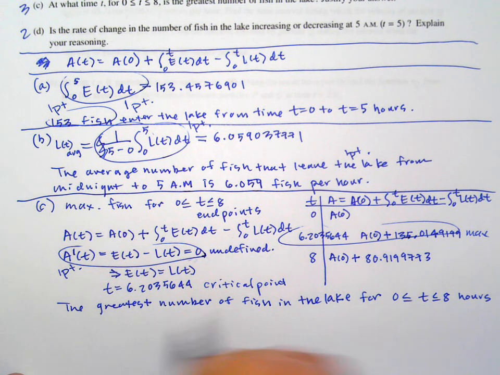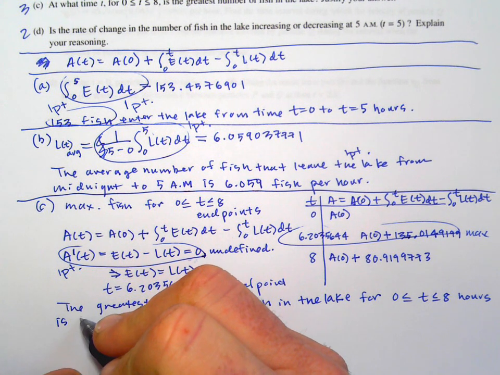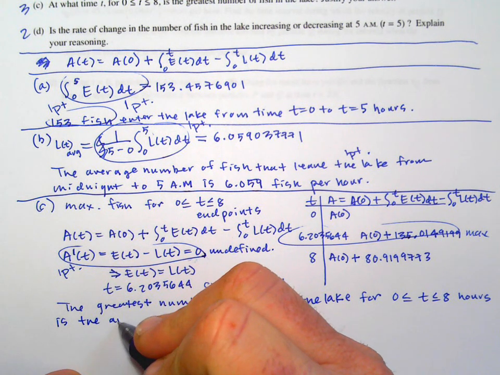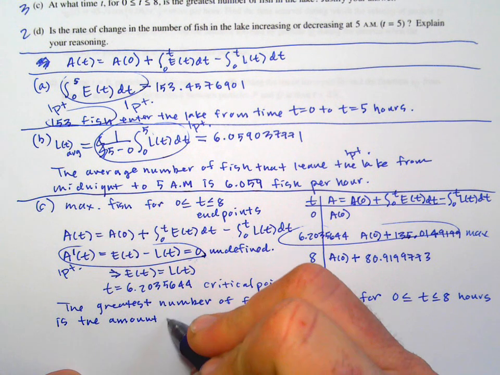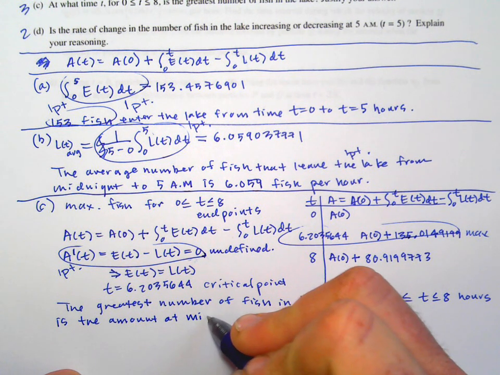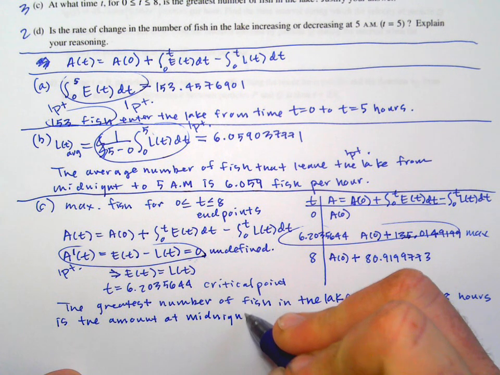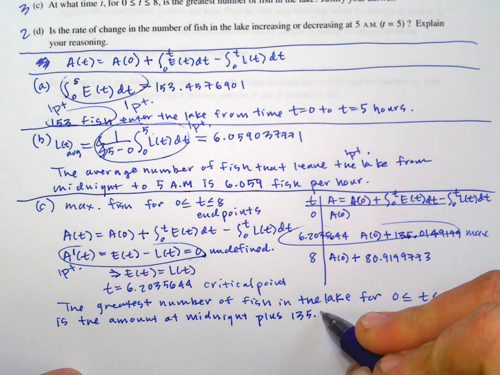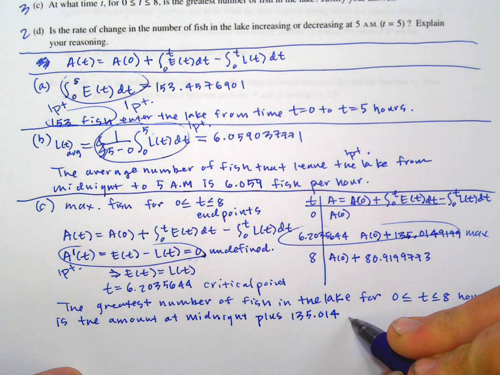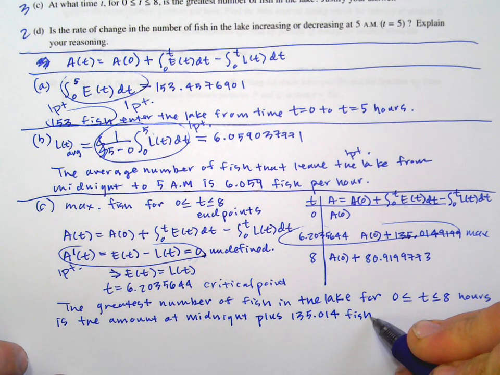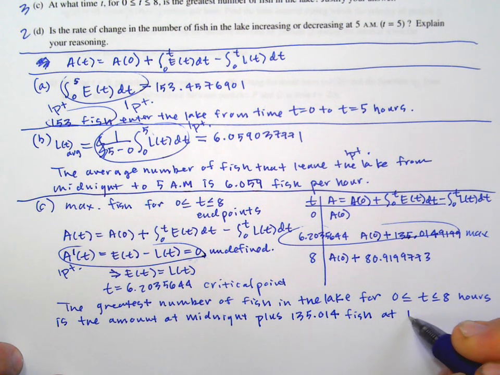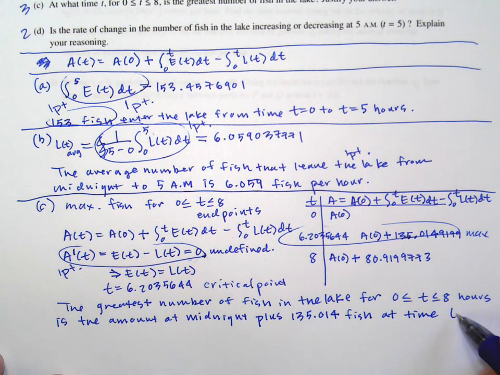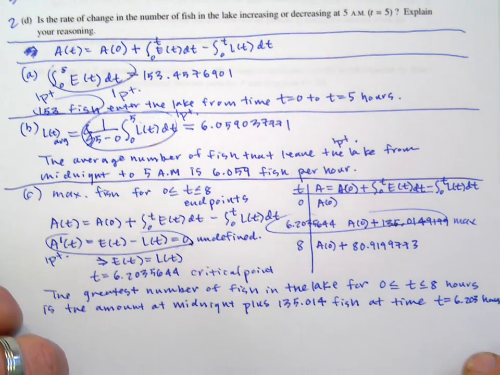is the amount at midnight plus 135.014 or 5 fish at time t equals 6.203 or 4 hours. Round or truncate comes out different this time.